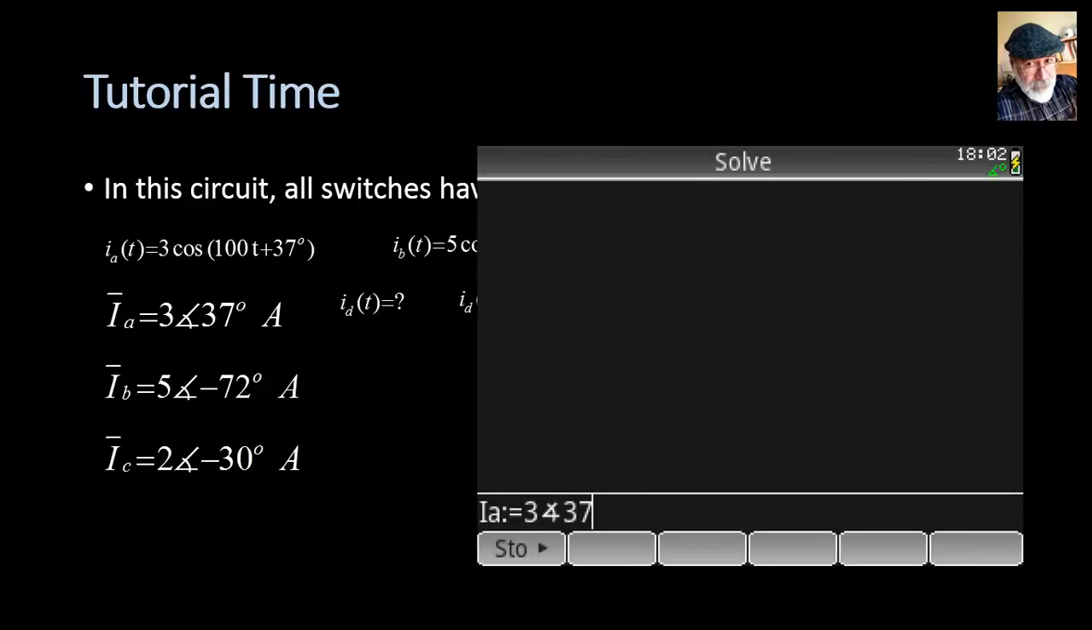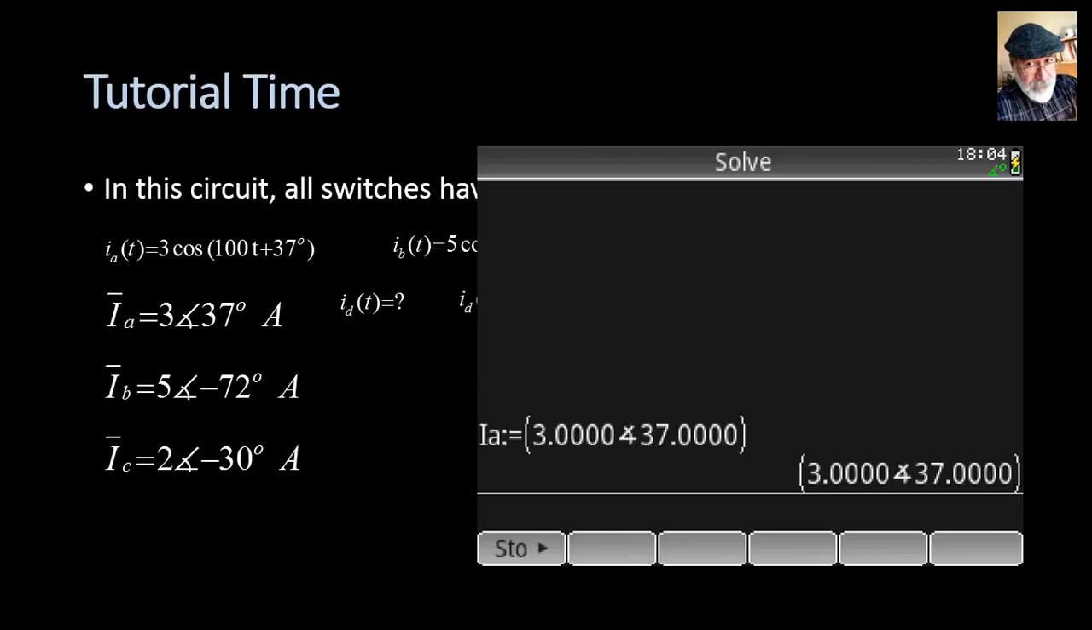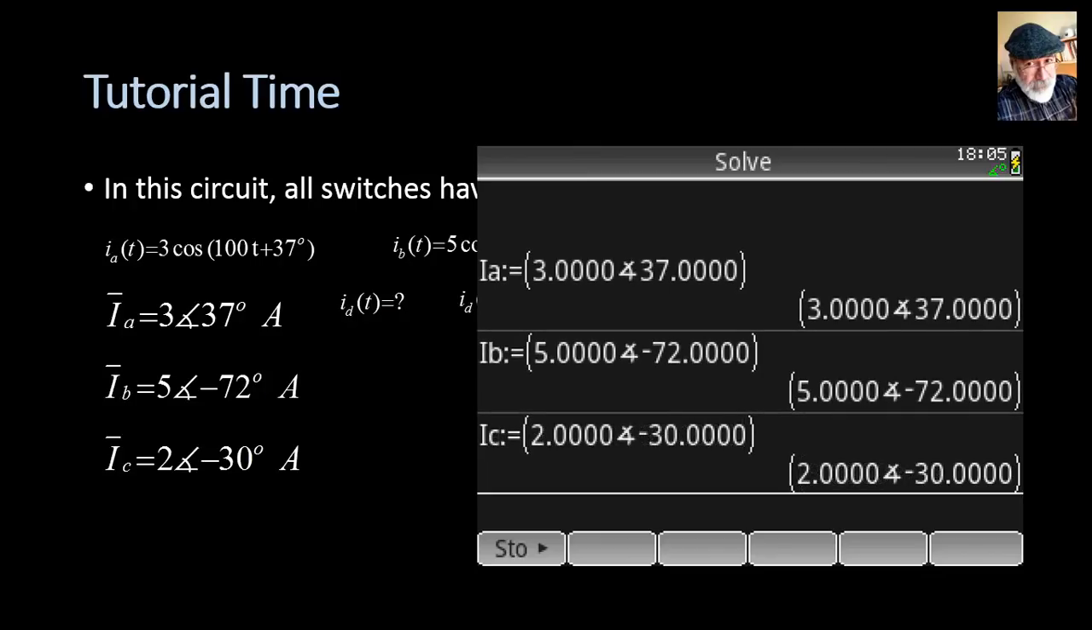Define IA, colon equal, 3 with 37 degrees. Enter. Do you really want to create a variable named IA? Yes. Good. Hey, it didn't change my complex number into rectangular representation. Why? Because I am not in CAS. I am in calculator mode, and the calculator mode of the HP Prime is pretty savvy when it comes to dealing with complex numbers. And then I define IB and IC in similar ways.